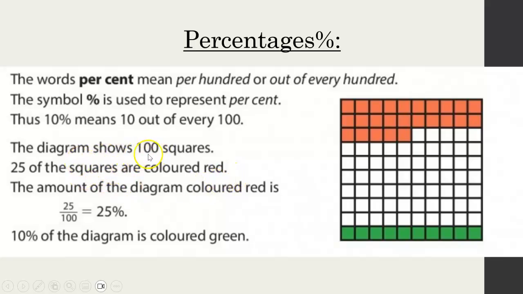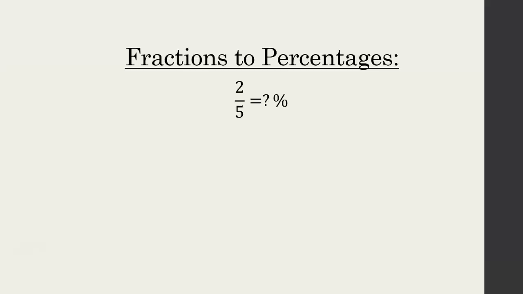So there's a little example. There's a diagram, shows 100 squares. 25 of the squares are colored red, these ones here. So that means 25% of the squares are red. So that's saying 25 out of 100, for every 100, are red. And then 10% of the diagram is colored green. So how many of those squares are colored green? Well, it'd be 10. 1, 2, 3, 4, 5, 6, 7, 8, 9, 10. 10 out of the whole 100 would be green. So percentages means things per 100.